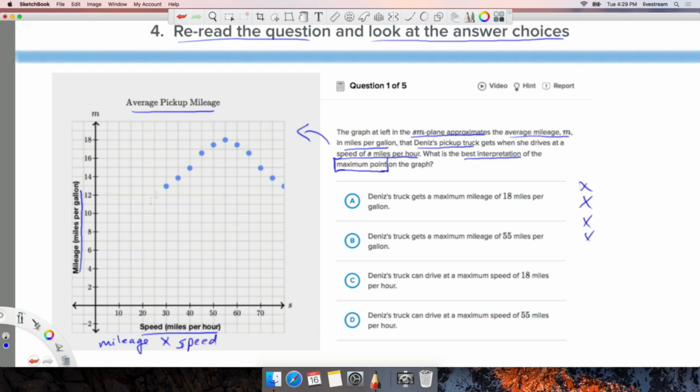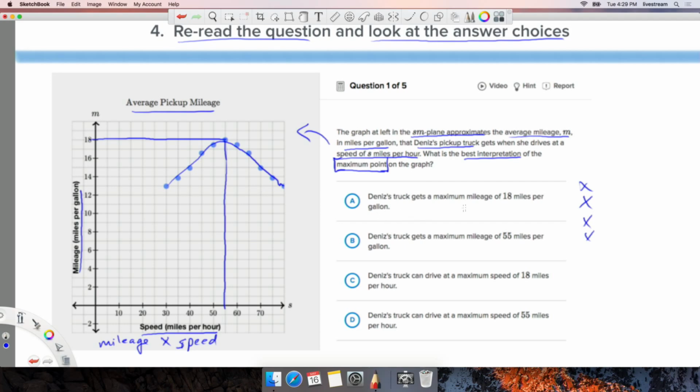And if I interpret the graph, it looks like as Denise goes faster and faster, up to this maximum point here, her mileage is increasing up to a max of 18 miles per gallon, and then it drops off. So that makes sense, and that's my interpretation of the max point. Let's see which one of these answer choices matches that.